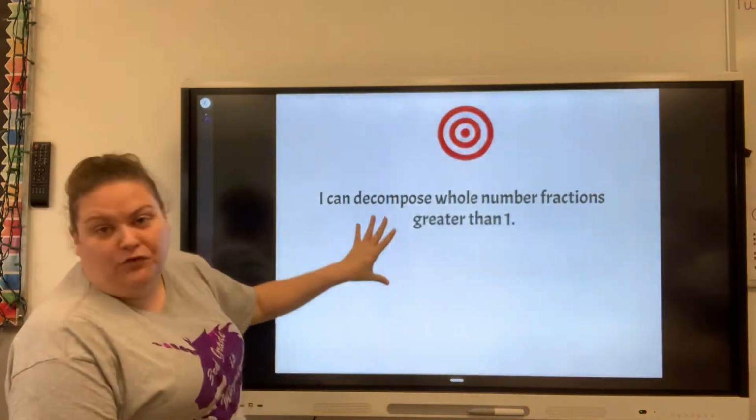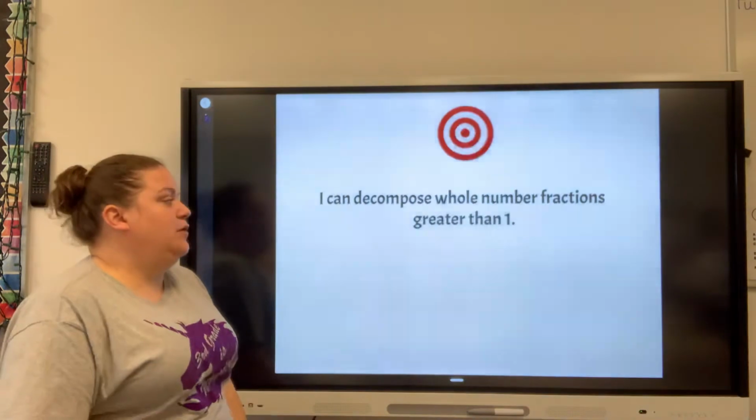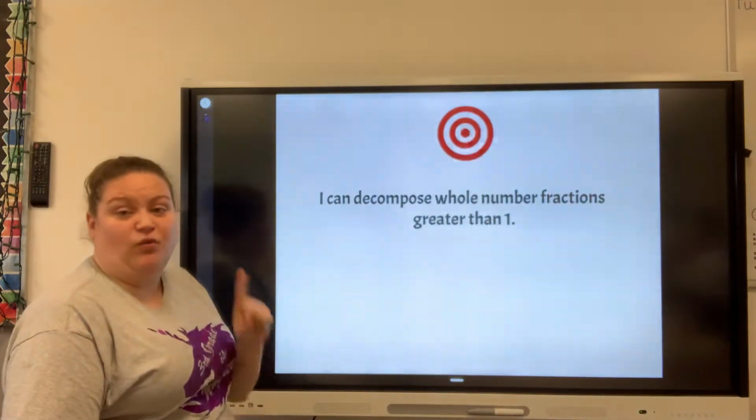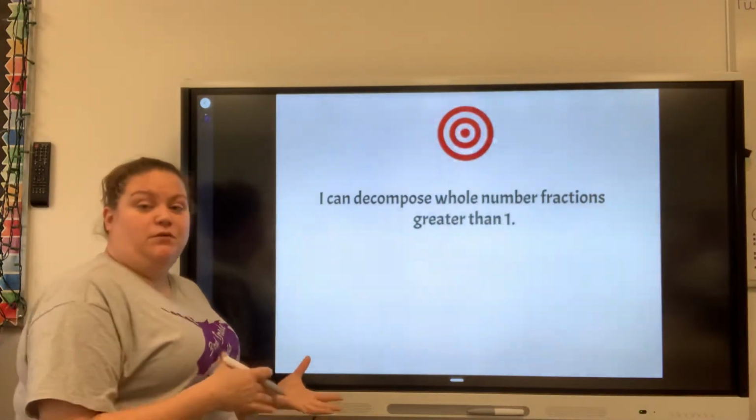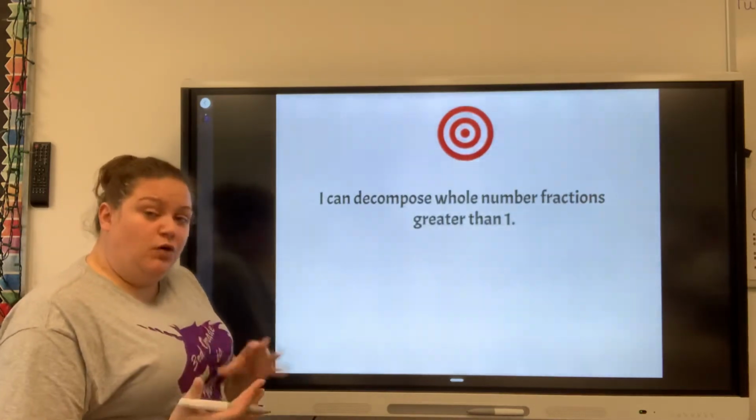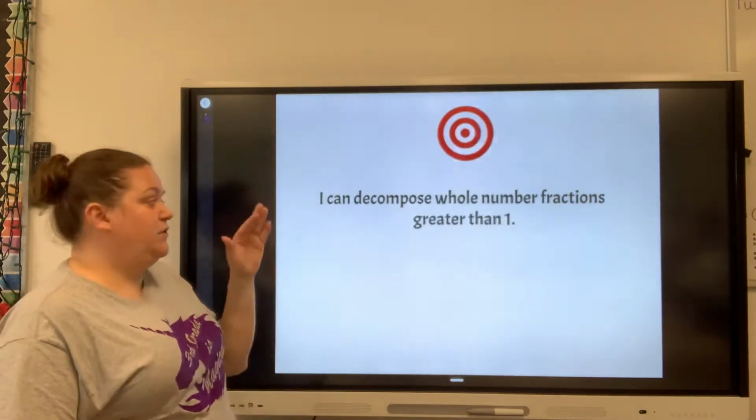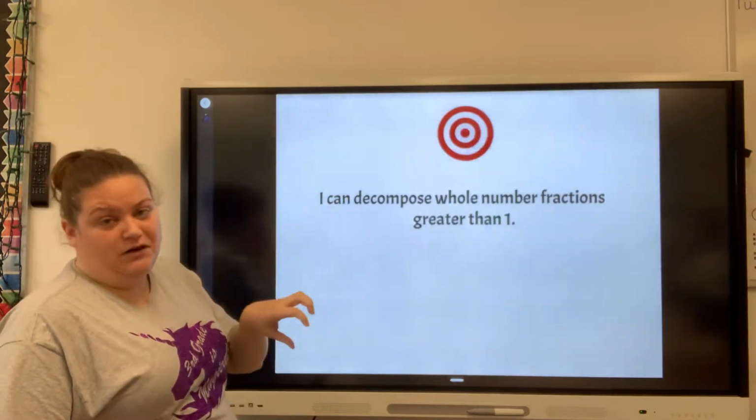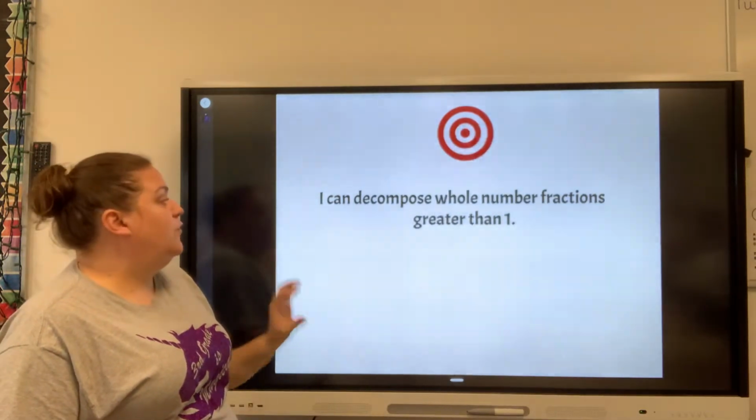The target goal for today is I can decompose whole number fractions that are greater than 1. So we're going to be looking at numbers that are greater than 1. If it's more than 1, our numerator, which is our top number, is going to be greater than our denominator, which is our bottom number. So we're going to be looking at that.